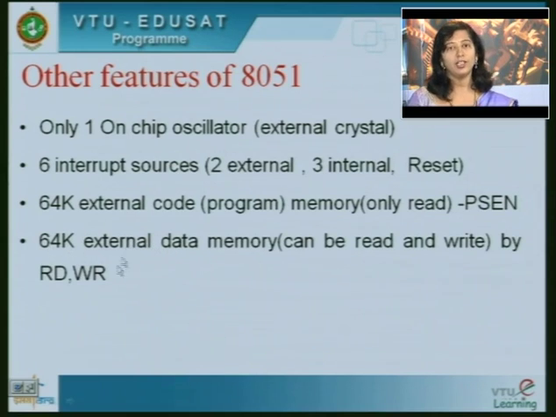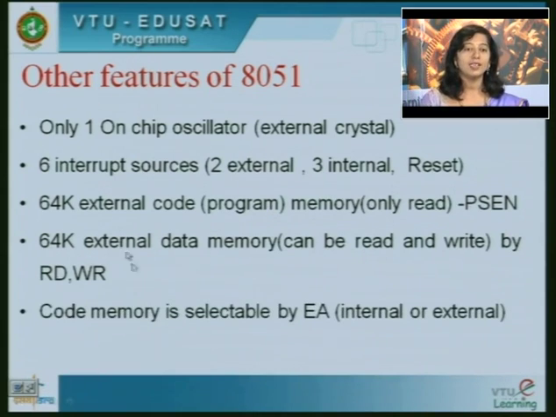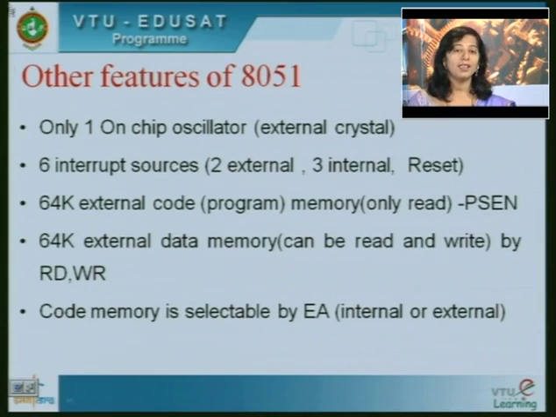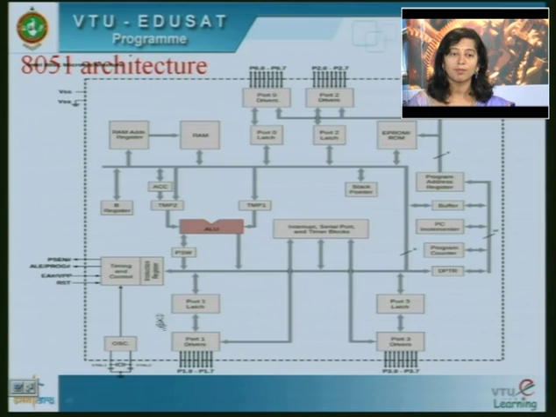You can read or write from it, but from the code memory you can only read. You can't write into the code memory. It's one time writing. Once you write it for the first time, it is stored permanently. So the control signals here are read-write signals. Then code memory is selectable by another control signal called the external access signal, EA.